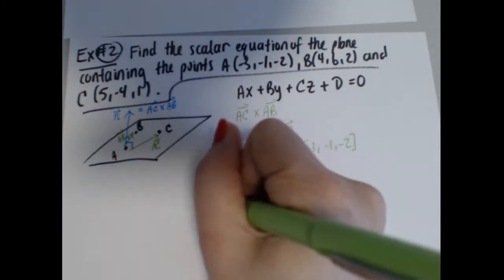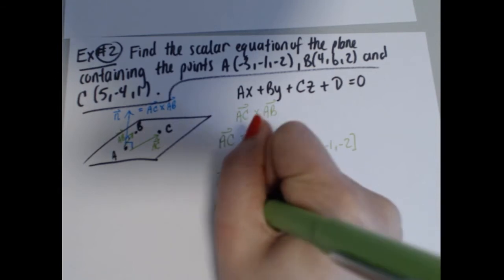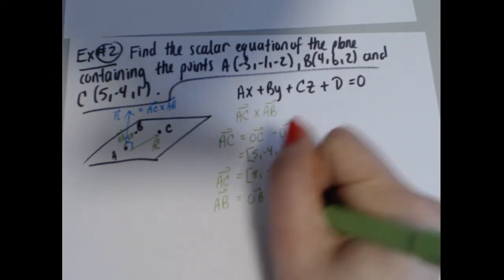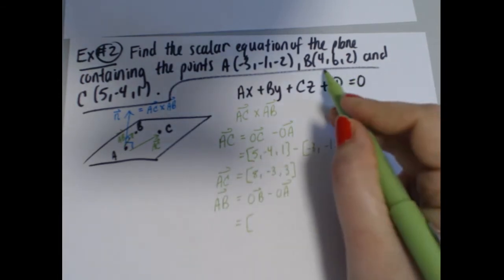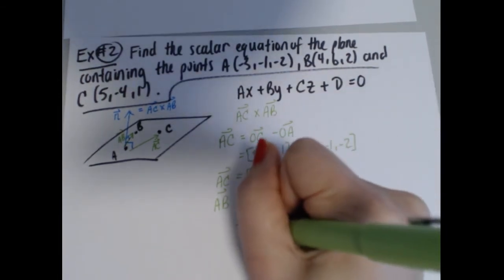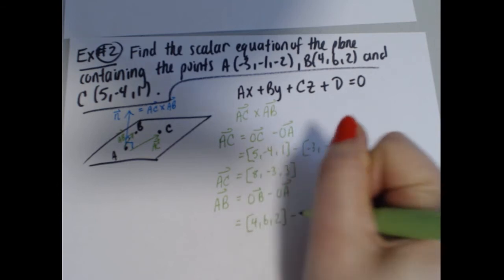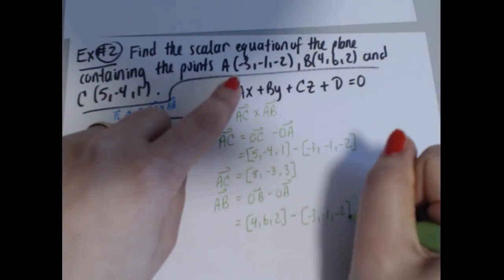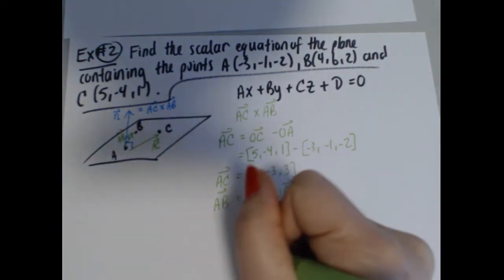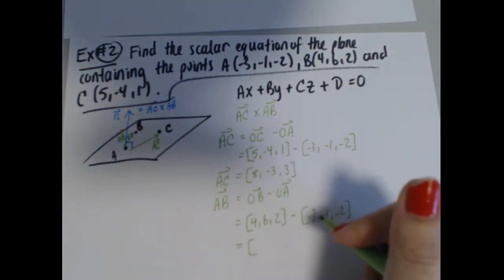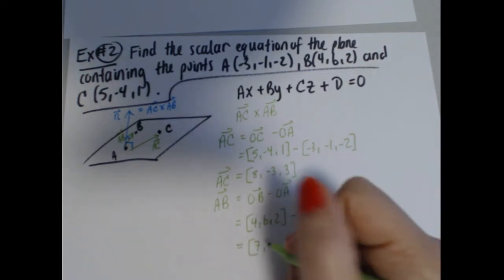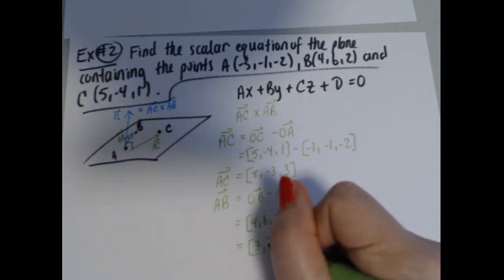Let's go ahead and find AB. So same way, this is OB minus OA. So that's 4, 6, 2 minus negative 3, negative 1, negative 2. All right. 4 minus negative 3, that's 4 plus 3, which is 7. 6 minus negative 1, that's 6 plus 1, which is 7.